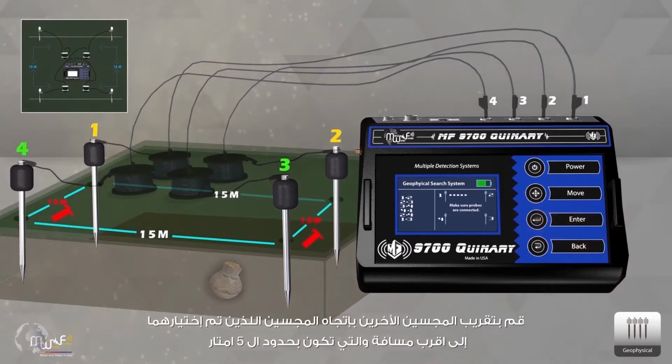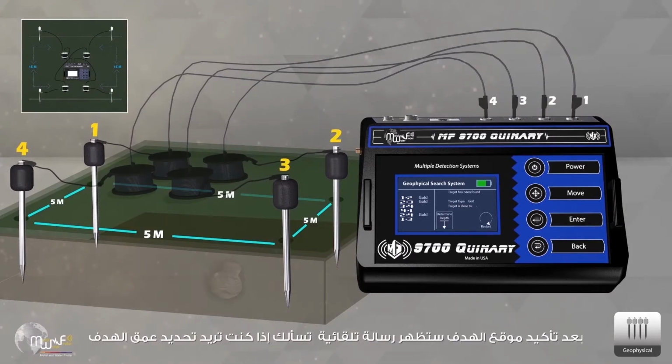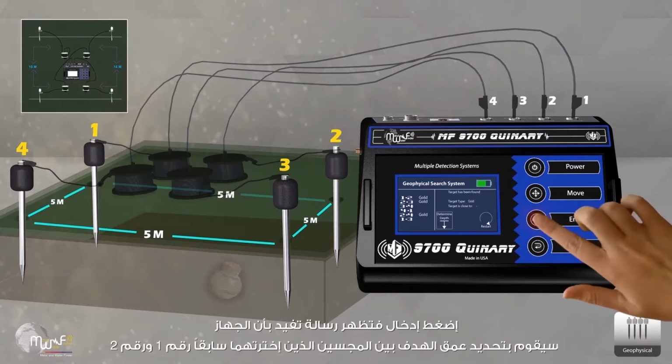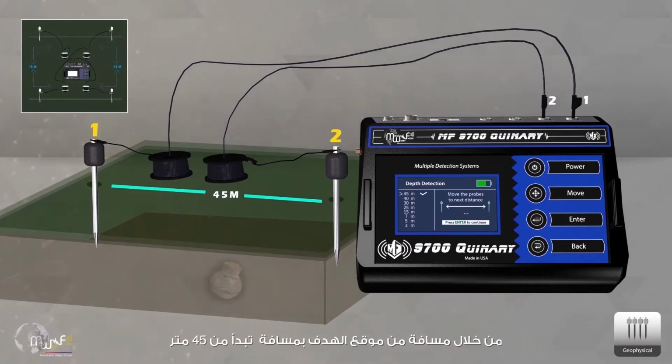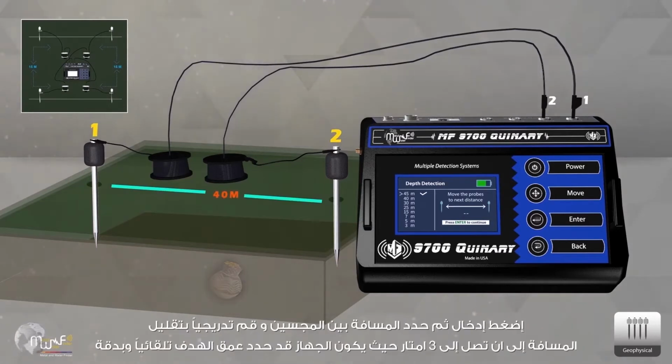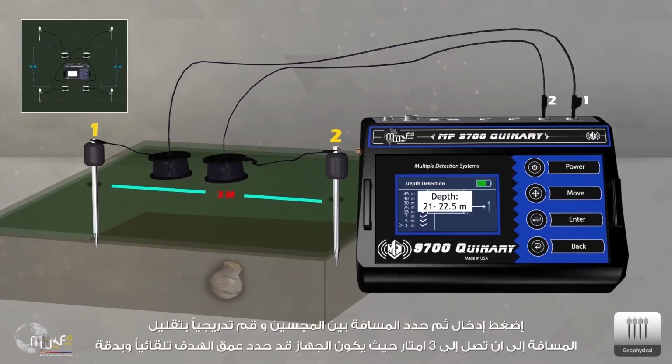Reduce the distance between the probes you have chosen to the nearest distance, which is within 5 meters. After confining the target location, an automatic message will appear asking if you want to specify the target depth. Press Enter and a message appears stating that the device will determine the depth of the target by using the two probes, number 1 and number 2, with a distance from the target's location starting at 45 meters. Press Enter and then determine the distance between the two probes, gradually reducing the distance to 3 meters, and then the device shows the depth automatically and accurately.